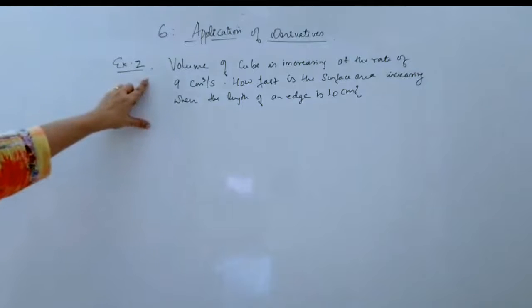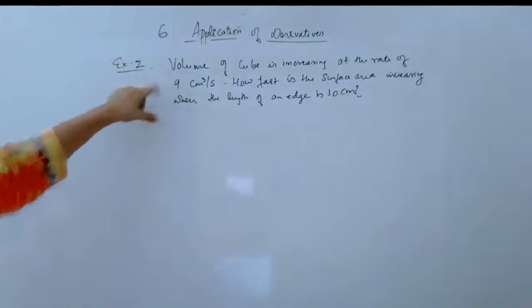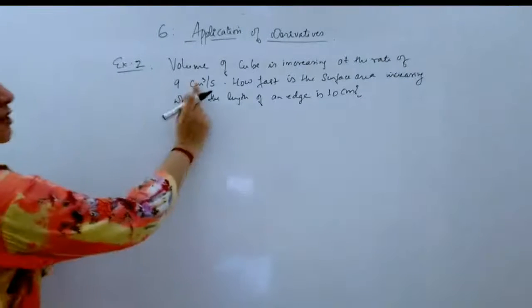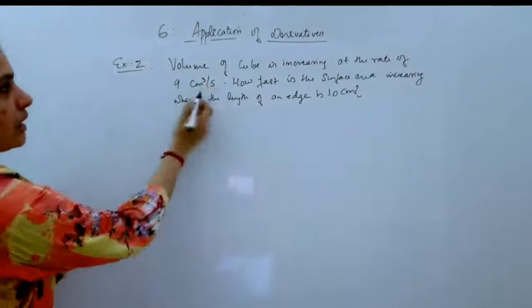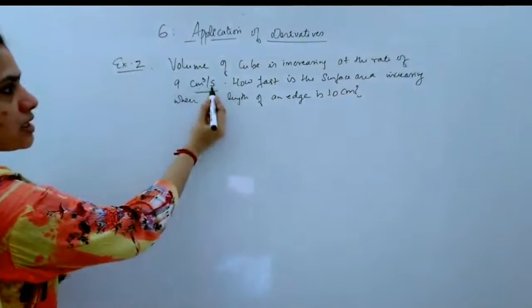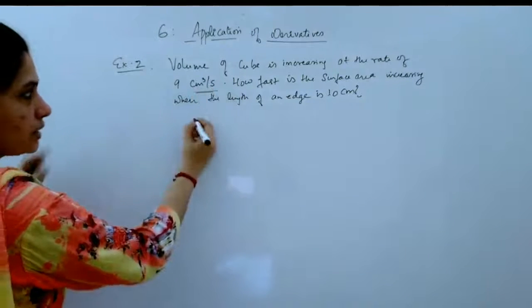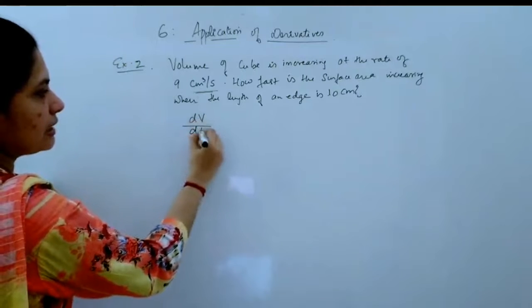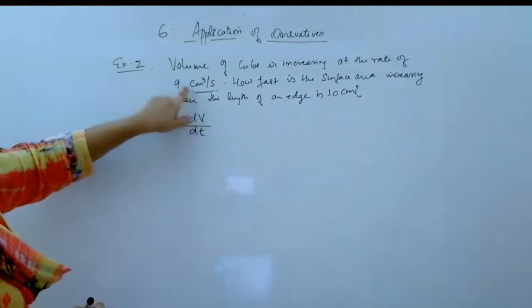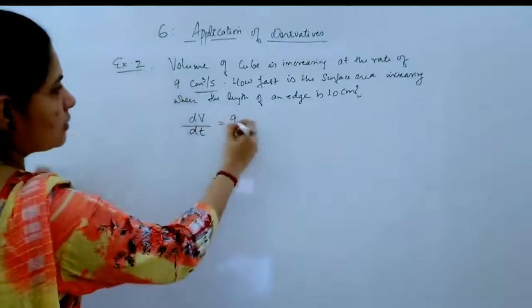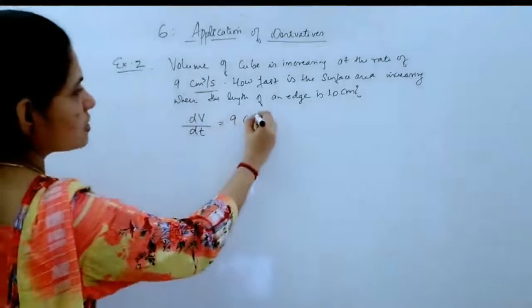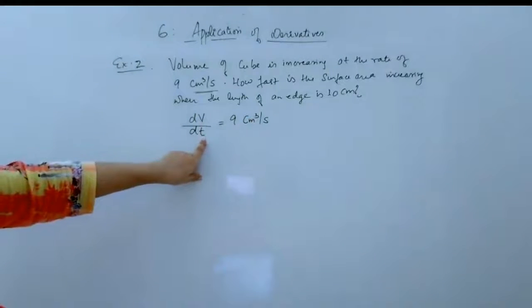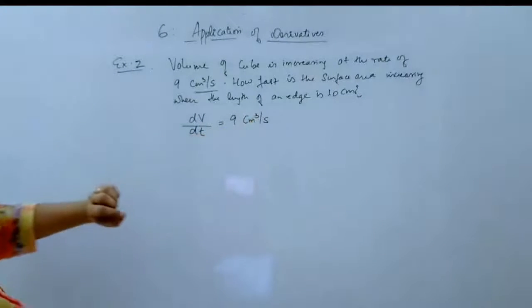So the next example is: the volume of a cube is increasing at the rate of 9 centimeter cube per second. Centimeter cube per second means it is changing with respect to time. So if V is the volume, what they have given is dV by dt. This is 9 centimeter cube per second, since volume is in centimeter cube and time t is in seconds.